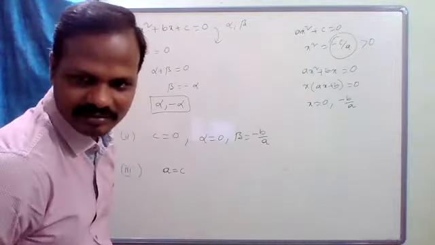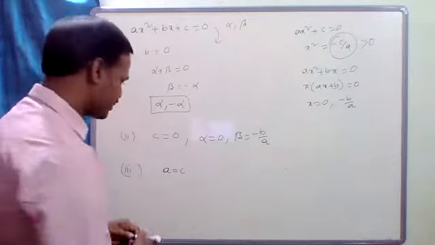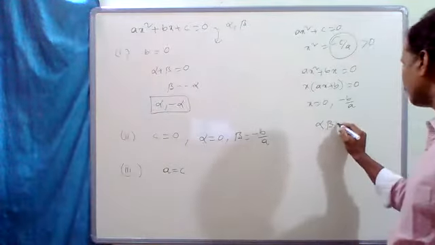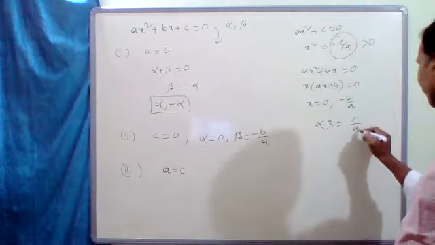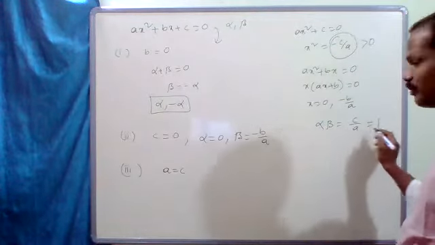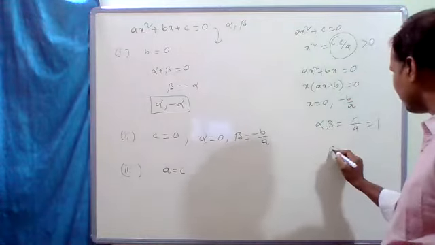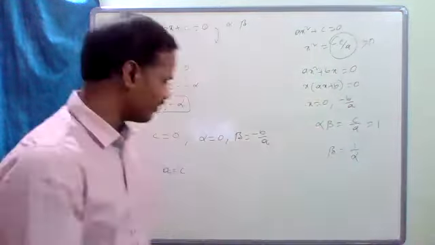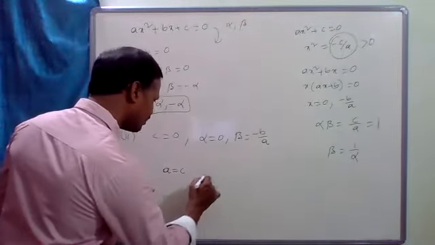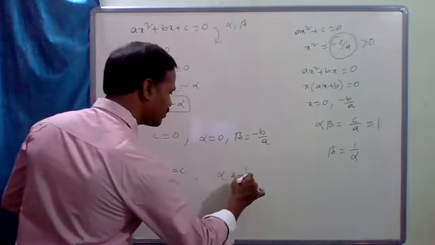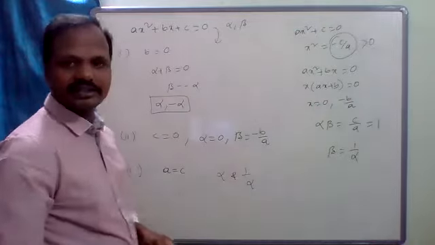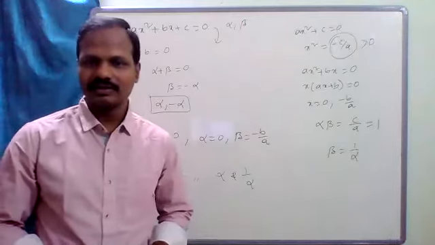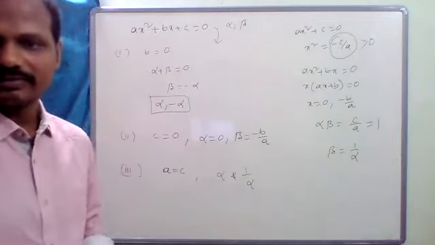Yeah, very good, Uday Kiran. Reciprocal roots. So A equal to C. The product of the roots alpha into beta equal to C by A. A equal to C means 1. So alpha into beta equal to 1. So beta equal to 1 by alpha. So the roots are alpha and 1 by alpha. The roots are reciprocal to each other. Okay, fine.